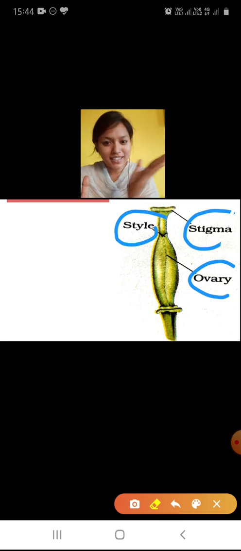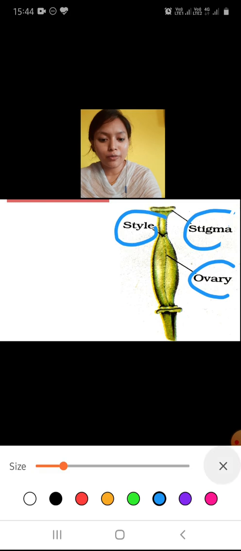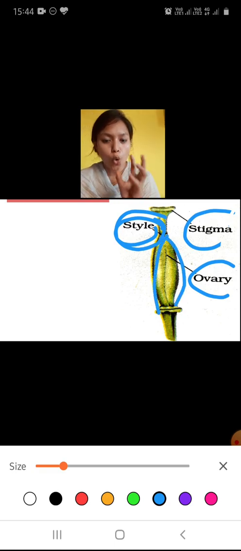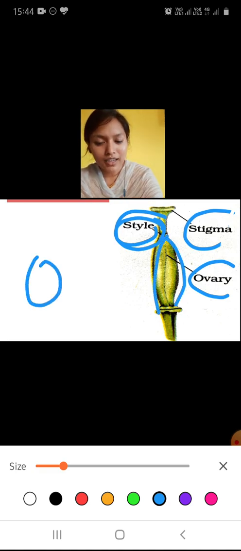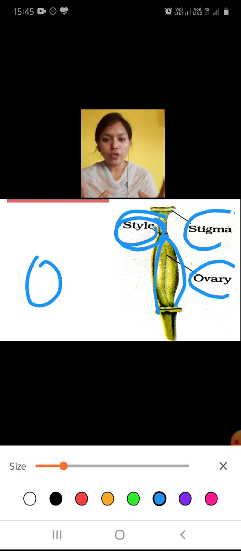Then the style, because it's a female reproductive part, so style. The style is present in the female reproductive part of the flower, and it is here. You can see it is here. Now this part is like an egg, so O, like this, so this is the ovary. It is bulged outward like this.